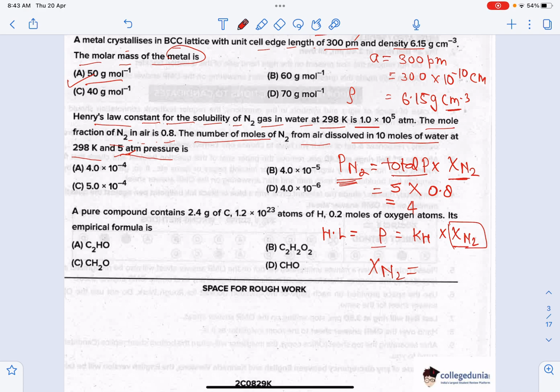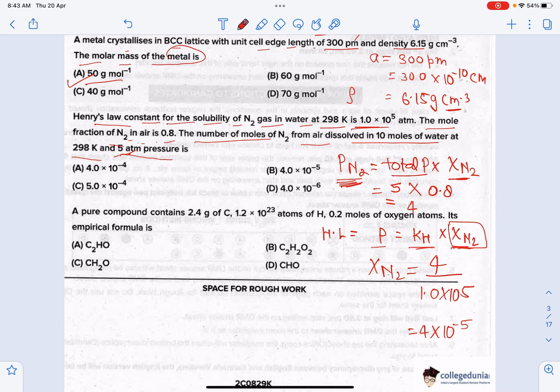Now just put the values. x of N2 will be equal to the partial pressure of nitrogen, which is given as 4, divided by the value of Henry constant given in the question, which is 1.0 × 10^5. From here we will get the value 4 × 10^-5 for the mole fraction of nitrogen.